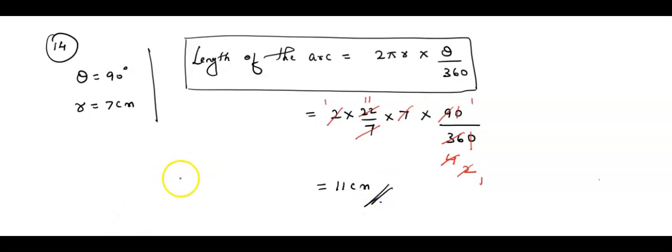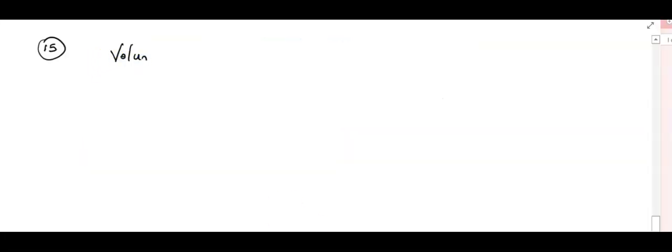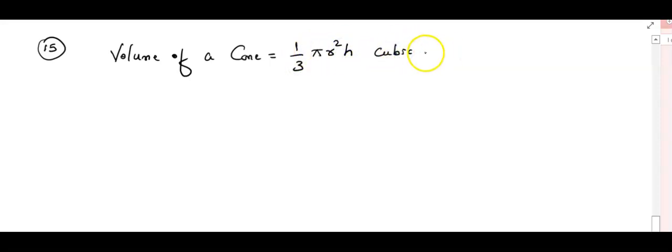Is this clear? Good. Now let me solve the next problem. Next question. Write the formula to find the volume of a cone. The formula which we use to find the volume of a cone: volume of a cone is equal to 1 by 3 pi r square h cubic units. In short, we also write this as cc. If it is centimeter, that is centimeter cube. But right now they have not given any units, so you can write cubic units. It's sufficient.